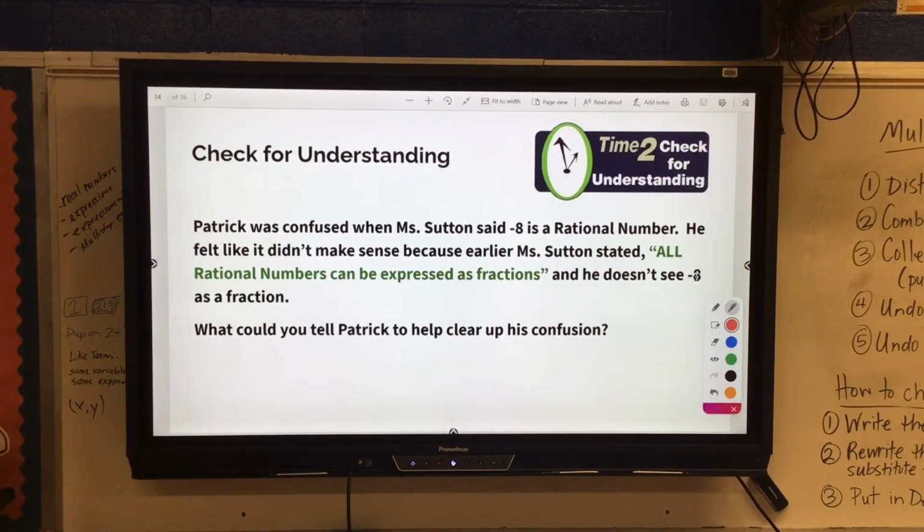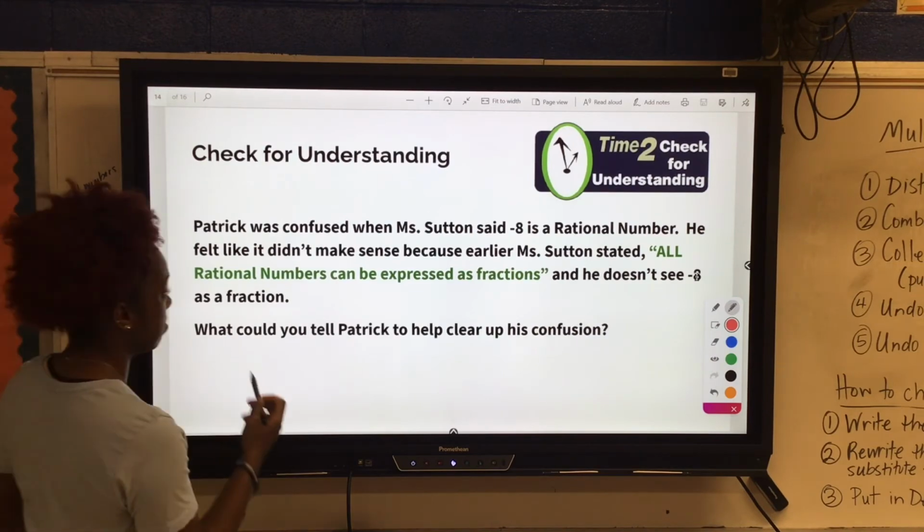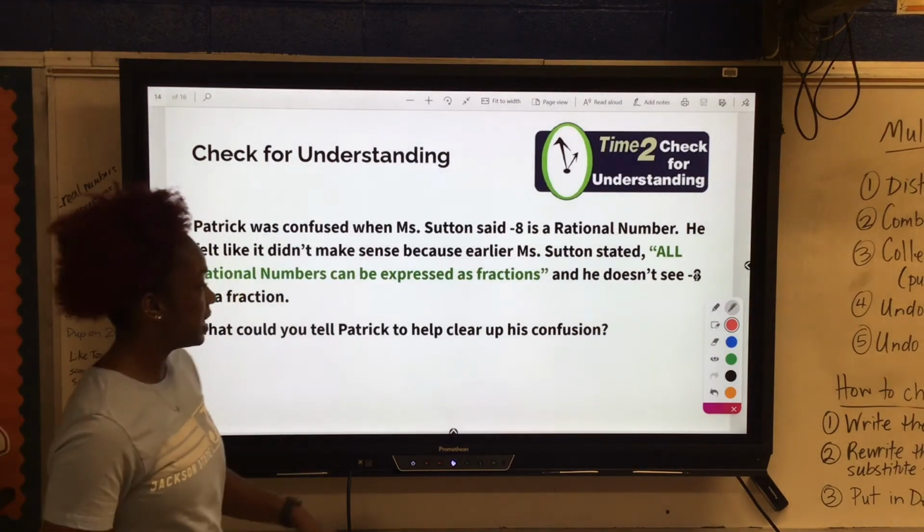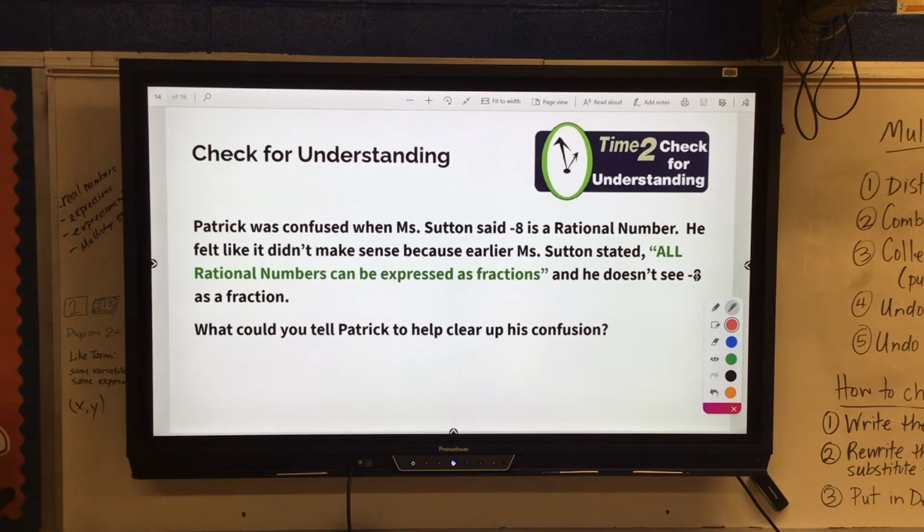Alright, so just a quick check for understanding. Patrick was confused when Miss Sutton said -8 is a rational number. He felt like it didn't make sense because earlier Miss Sutton stated all rational numbers can be expressed as a fraction, and he does not see -8 as a fraction. What could you tell Patrick to clear up his confusion? I'll give you a moment to think about it.